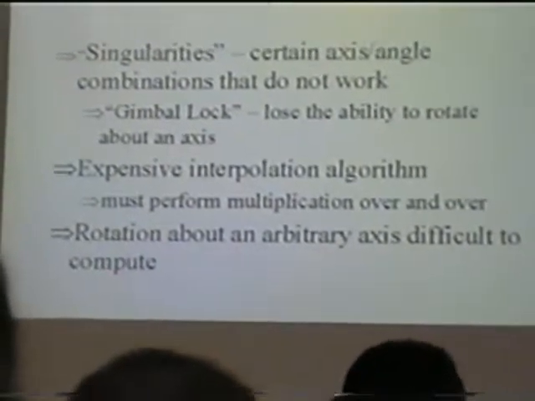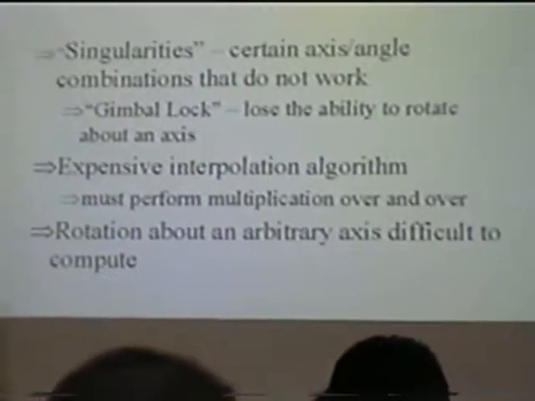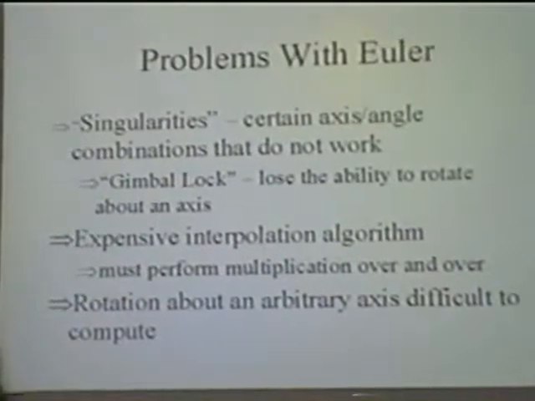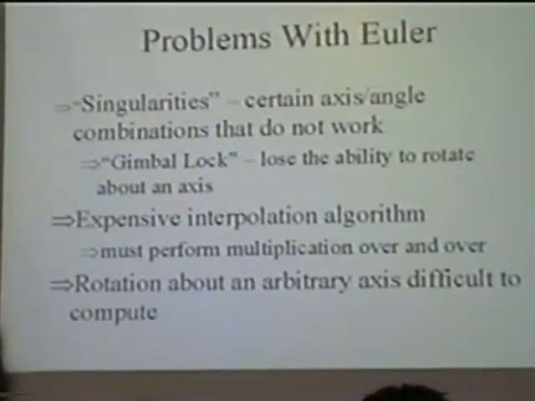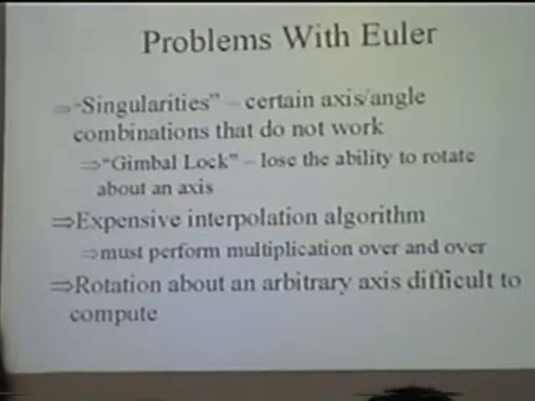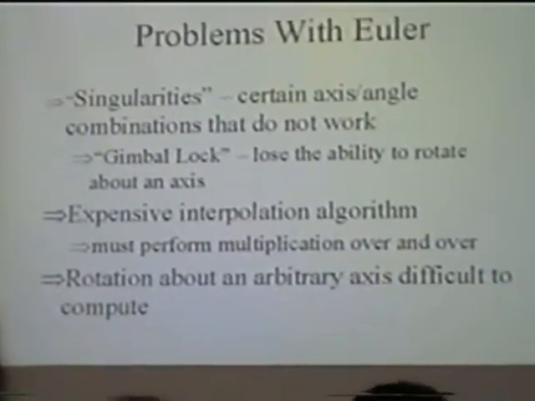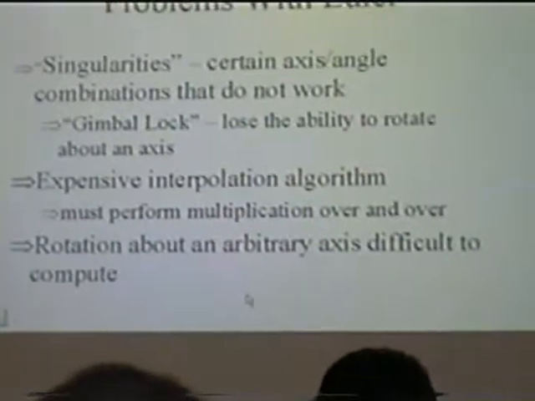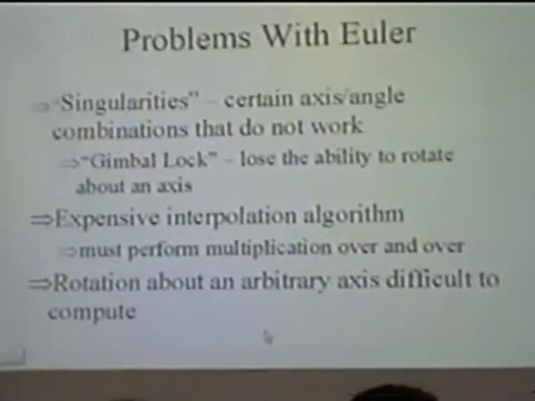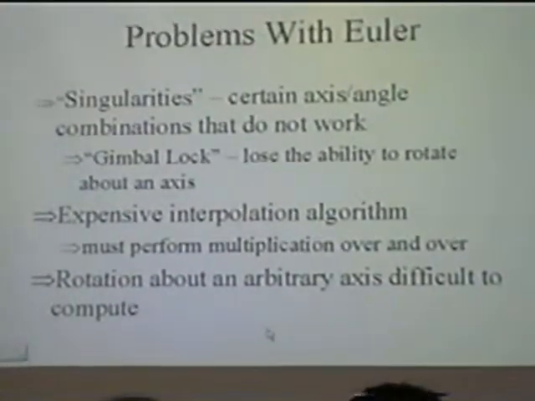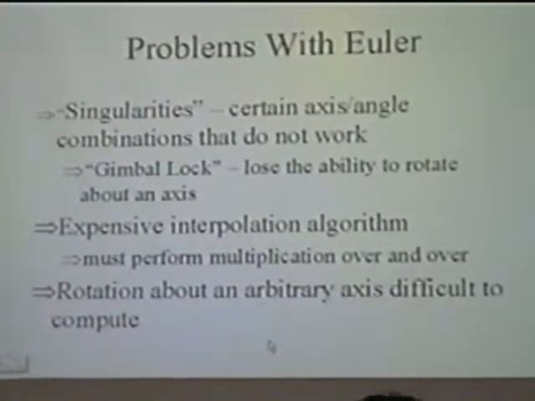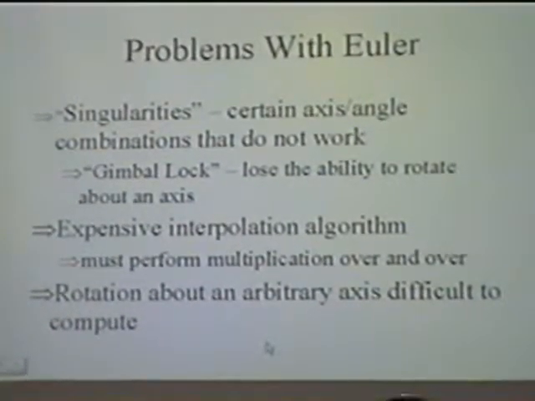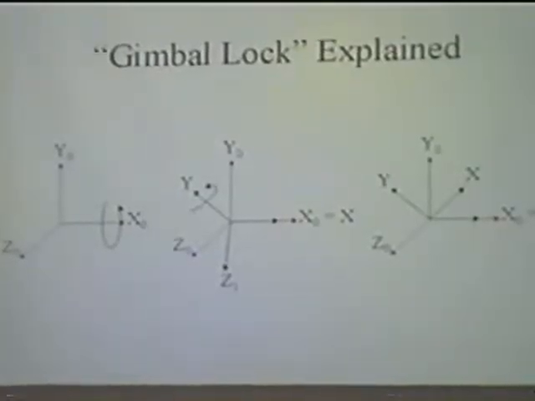Another problem with Euler angles is that it's very expensive to interpolate between two rotations. You have to figure out your rotation around x, y, and z for each step of the interpolation, which can be very expensive. Along those lines, rotation around an arbitrary axis is difficult to compute. If you want to rotate around, say, a normal to a plane, you have to figure out what that is in terms of its components in relation to the x, y, and z of the original basis.